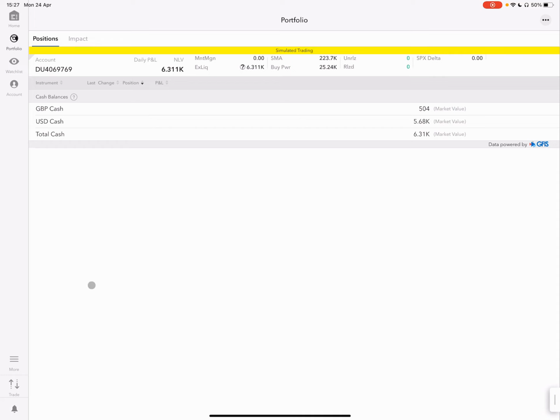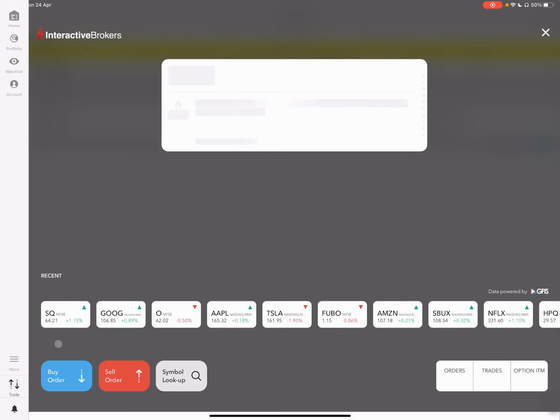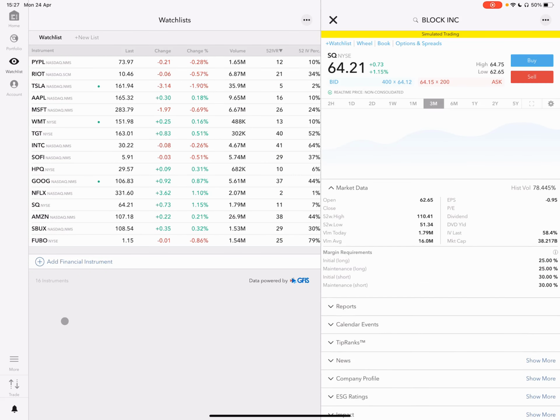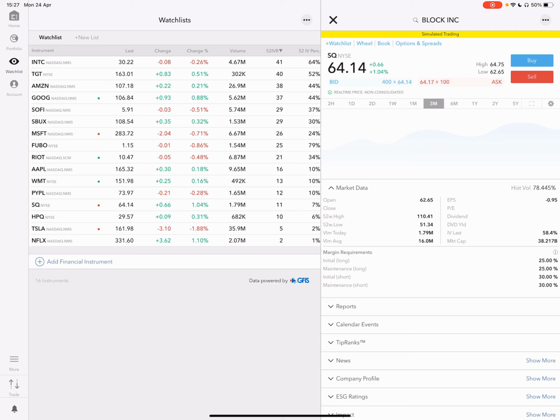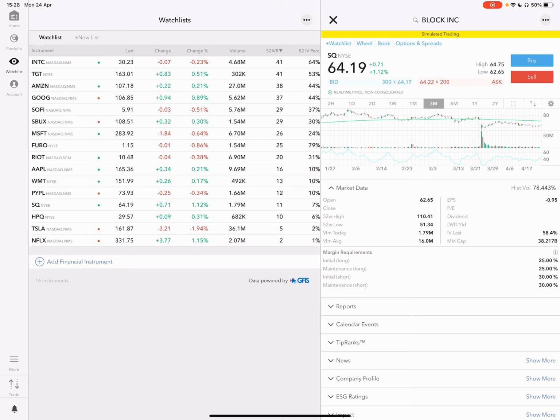So what we're going to do, we're going to open a trade. So we're going to hit on trade, and we're going to do Square. The reason why I'm doing Square is because it's a $64 stock, and anyone that knows, if you are trading on a cash account, you need to put up 100% of the funds of the strike price that you select. So if I was to sell the $64 or $65 strike, for example, I would need $6,500, and we've got $6,300, so it won't allow me to place this trade.